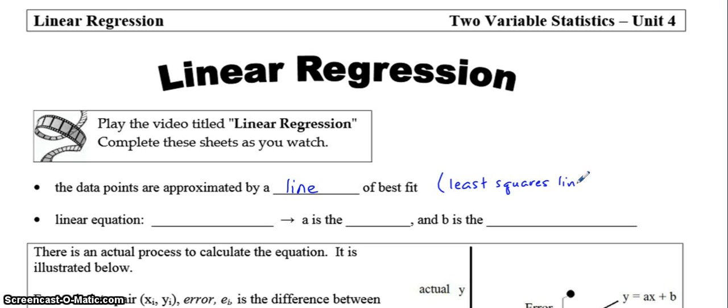And I'll explain what that means in a minute. The linear equation comes in the form y equals ax plus b. You usually see it as y equals mx plus b, but they use the a in statistics instead of the m. A is the slope, just like the m was, and b is the y-intercept.